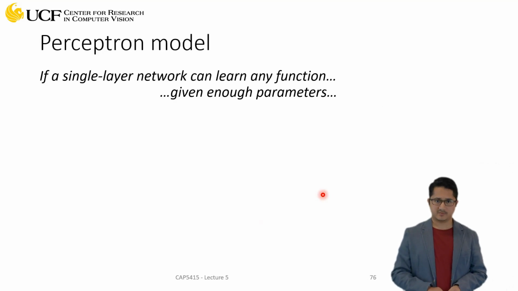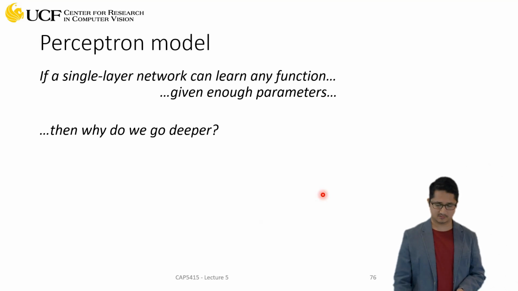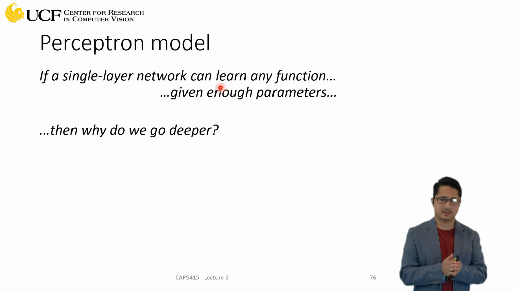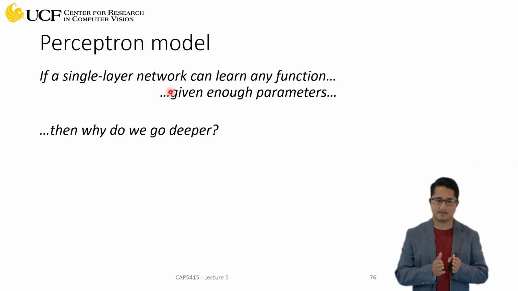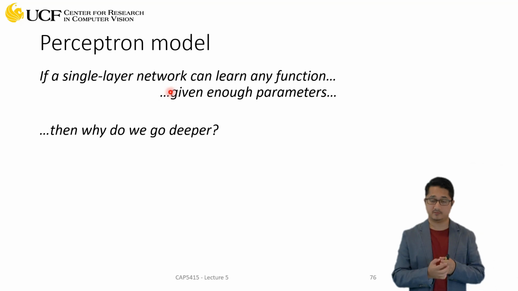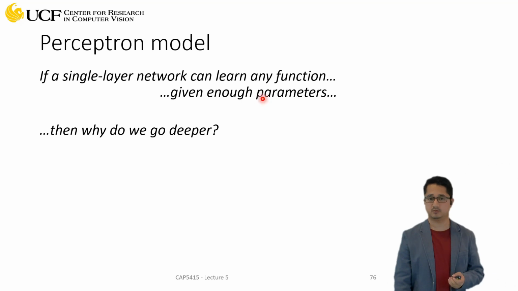As I said, a single layer network is also interesting. We are talking about adding multiple layers to your neural network, but theoretically, you can just have a single layer. If you have enough parameters, meaning many neurons in that layer, you can approximate any function. The only issue is that it will require a lot of parameters, and we don't want that. That's one of the reasons we want to go deeper.